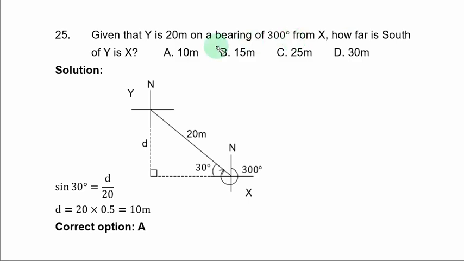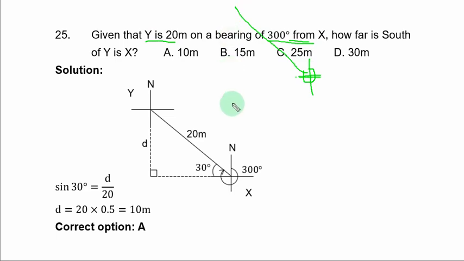Question 25. Given that Y is 20 meters on a bearing of 300 degrees from S, how far south of Y is S? Solution. From this question, the position of Y depends on S. From the word "from", you start from S. It means that if you write your S cardinal point somewhere here, the bearing is 300. 300 is in the 4th quadrant. That means you have Y somewhere here.